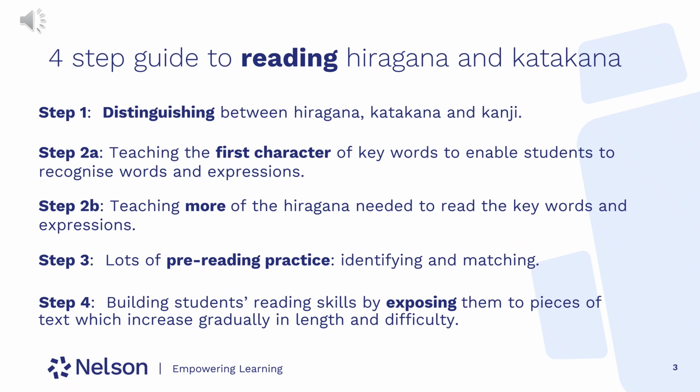That is, identifying and matching. And step 4 is building students' reading skills by exposing them to pieces of text which increase gradually in length and difficulty. Let's have a closer look at each step. We've put together suggested Obento tasks and teaching and learning strategies.